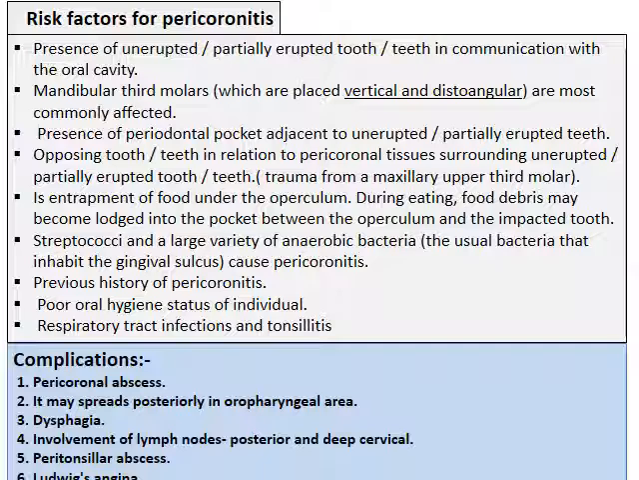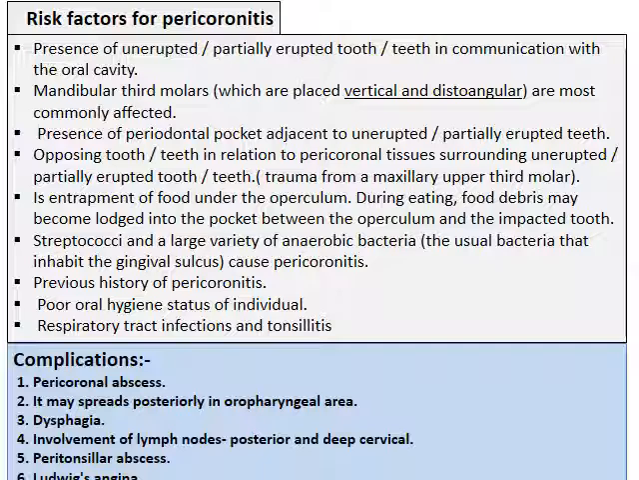Also, mandibular third molars, which are placed vertically and disto-angular, are the most commonly affected. تعرفون احنا سوينا classification وقلنا اكو vertical وكو disto-angular وقلنا horizontal وعندنا version، بس اكثر الاسنان اللي يصير وياها pericoronitis هو الvertical والdisto-angular. The teeth most associated with pericoronitis are the vertical and disto-angular.